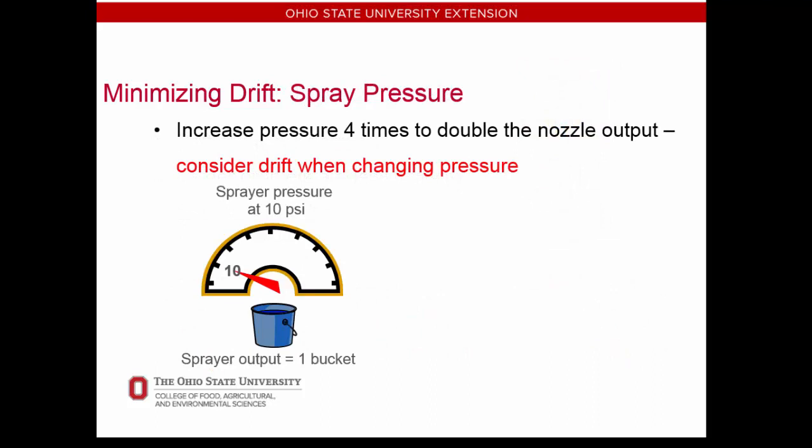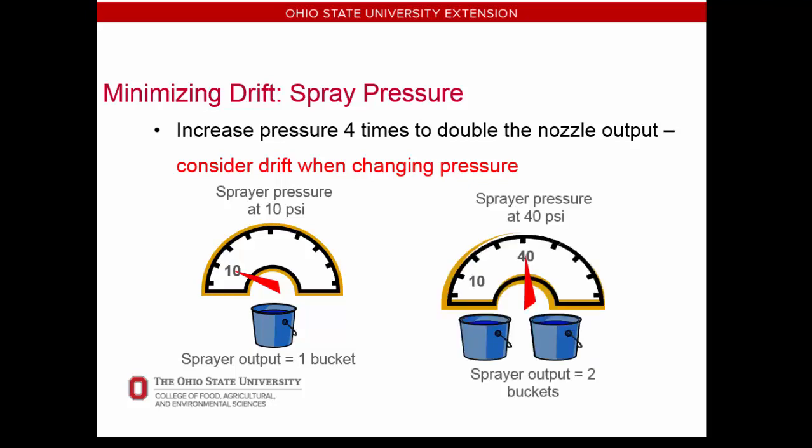When discussing drift, it is important to consider the effects of pressure. Since both pressure and the nozzle orifice determine sprayer output and droplet size, one might consider making changes with pressure to change output. However, to double your sprayer output, you actually have to increase the pressure 4 times. When you make large changes in pressure, you affect droplet size and can increase drift potential.